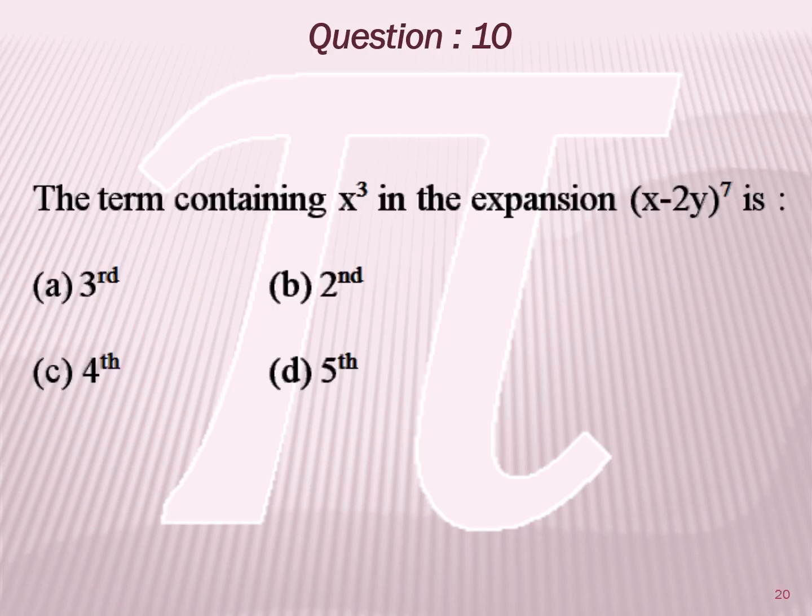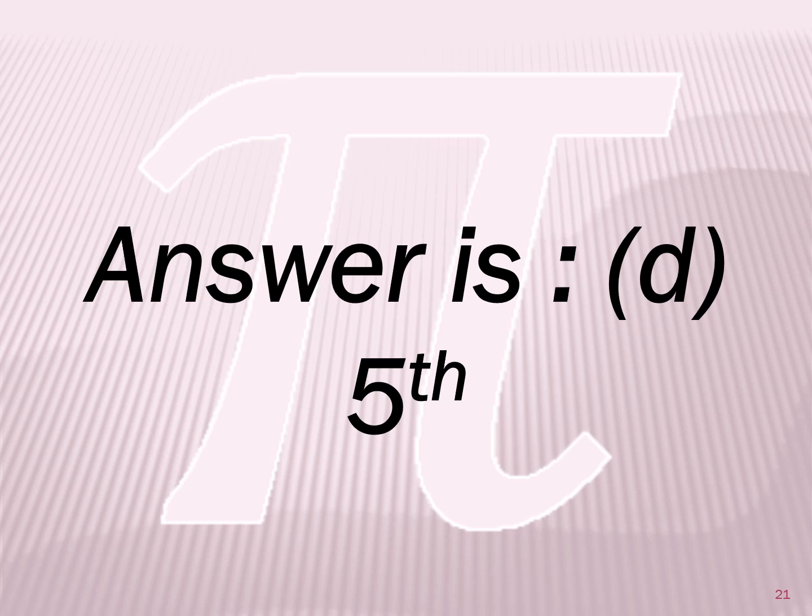The term containing x cube in the expansion of (x minus 2y) whole raised to the power 7 is option A, third, option B, second, option C, fourth, option D, fifth. The answer is option D, that is fifth.